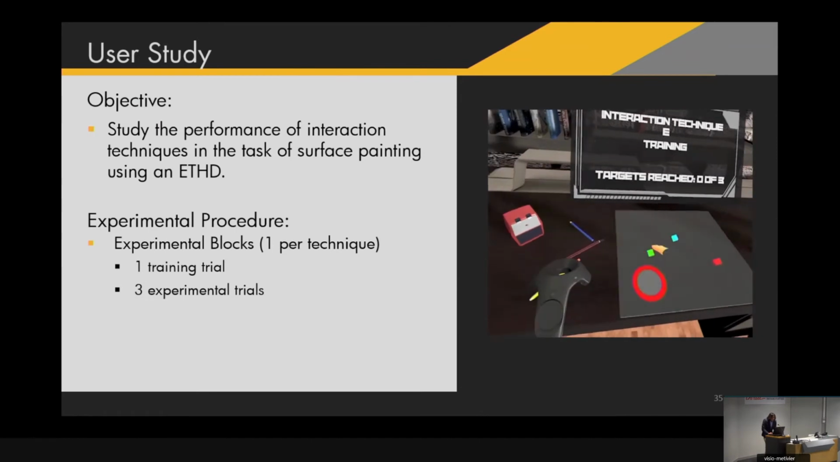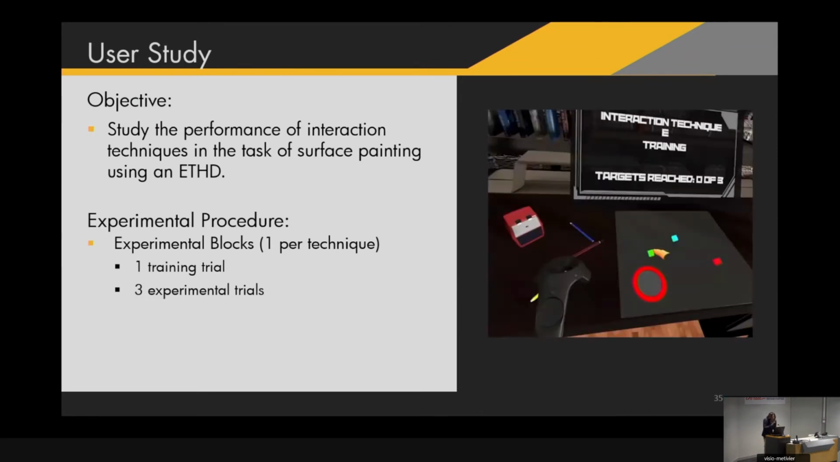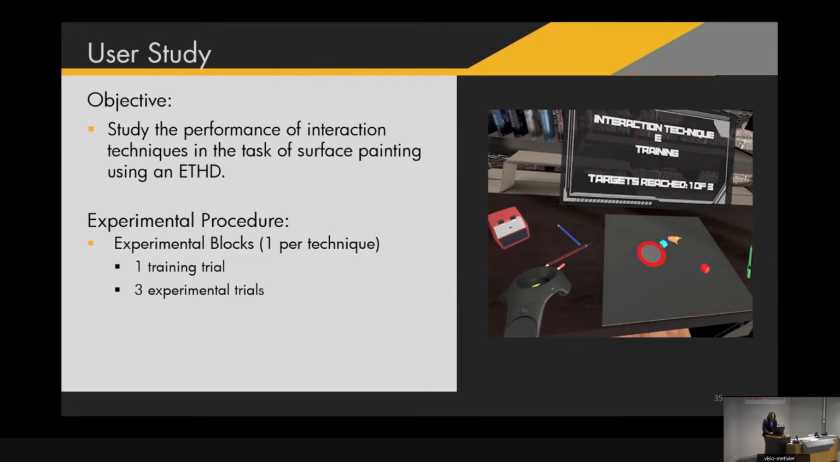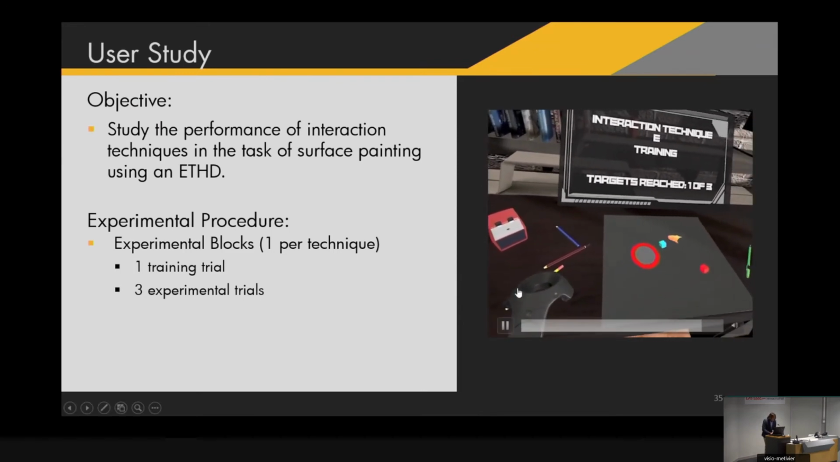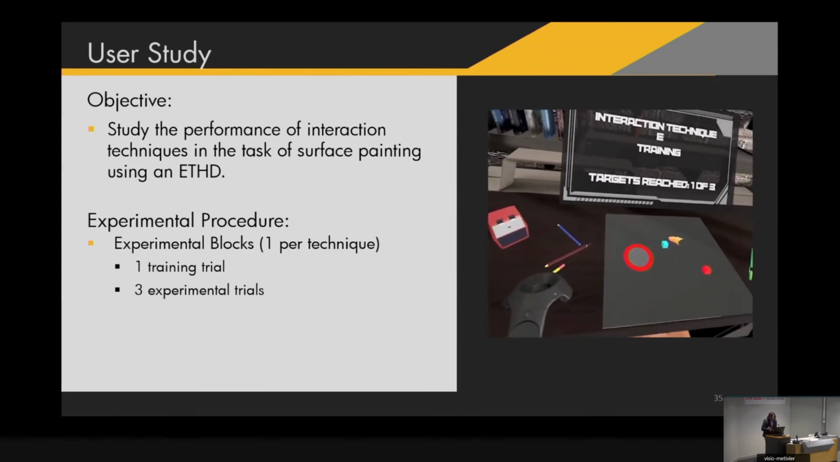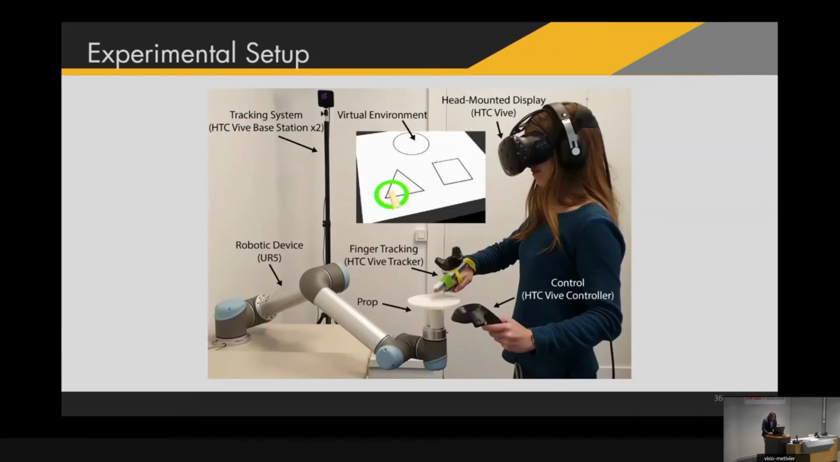In order to evaluate these techniques, we studied the performance. We created another study with the objective of studying the performance of the interaction techniques under the task of large surface painting. We created experimental procedures with 5 experimental blocks, 1 per technique, with 1 training trial for the users to get used to that technique, and then 3 experimental trials that consisted of surface painting, as I mentioned previously in the video. For this system setup, we use a Universal Robots 5 along with a prop that serves as a surface display, rendering the sensation of touching a large surface in a virtual environment, plus all the elements for detecting the user's position in the virtual environment.